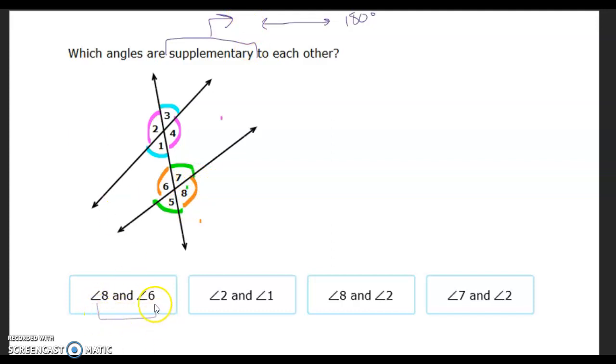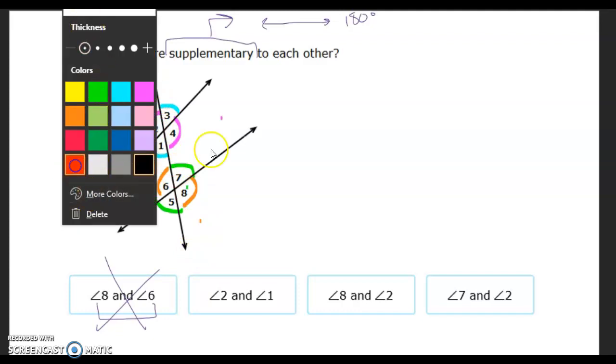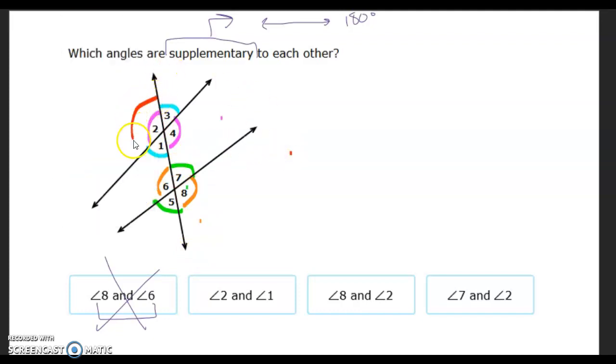Angle 6 and angle 8. Now, looking at those two angles, that's not going to work. They're vertical angles, so they're not going to make a straight line necessarily. So it can't be angle 6 and angle 8. Let's try 2 and 1. So 2 and 1, let's do a color I haven't done. I don't think I've done red. Angle 2 and angle 1, when I add them up together, that is a perfectly straight line. So 2 and 1 are definitely in the running.